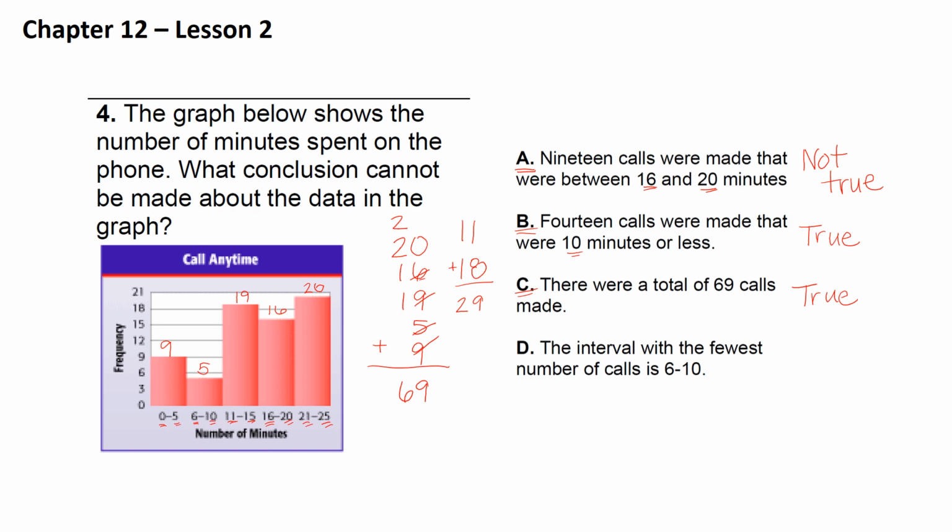And D, the interval with the fewest number of calls is 6 to 10, and that's right here, and that is true. So what conclusion cannot be made about the data in the graph? Conclusion A.